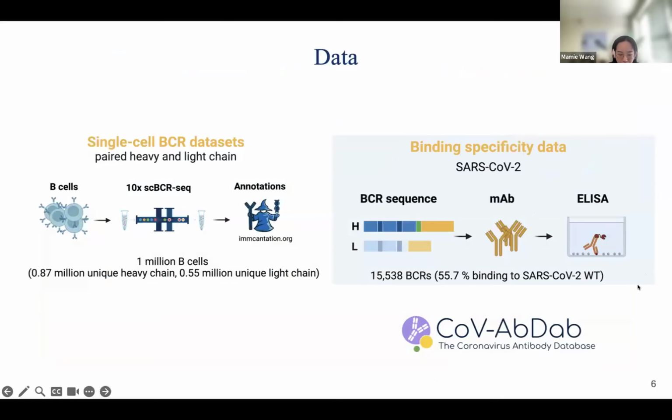In terms of the data set, I collected paired single-cell BCR full-length data sets from different public data sources. In total, there are 1 million B cells with both the heavy chain and light chains. And for the binding specificity task, I collected most of the data from the CoV-AbDab database, which curates public data sets from different publications. We also have some sequences from a collaborating lab based on ELISA tests on monoclonal antibody sequences to test against SARS-CoV-2 spike protein binding, and the labels are binary.